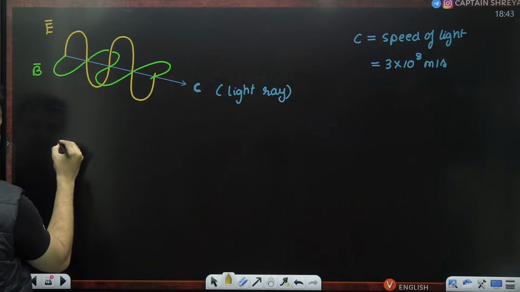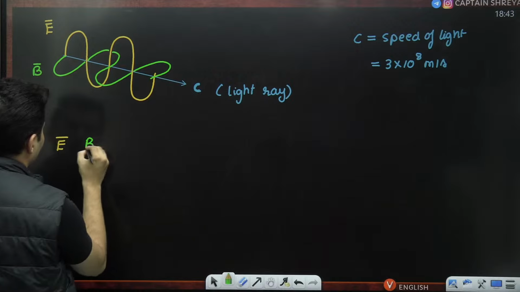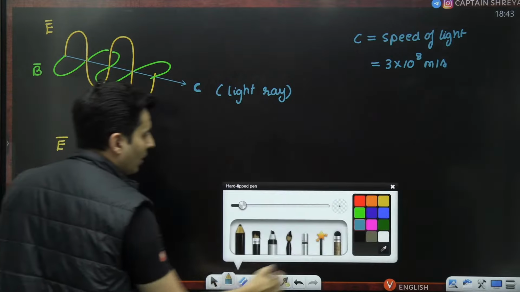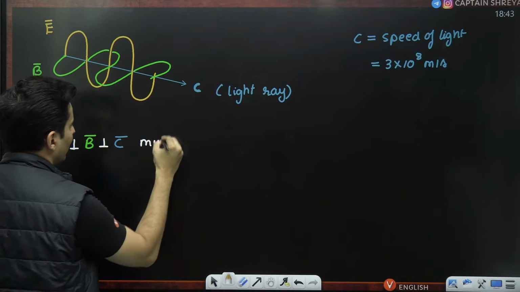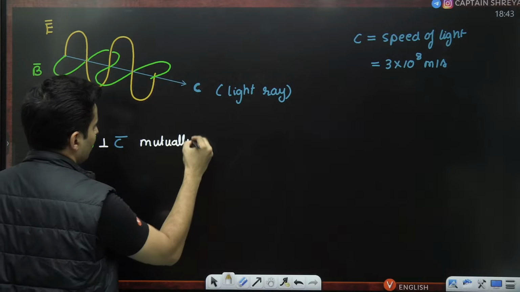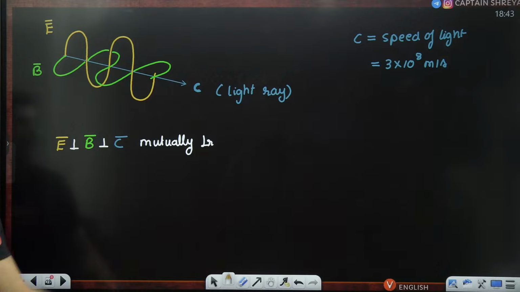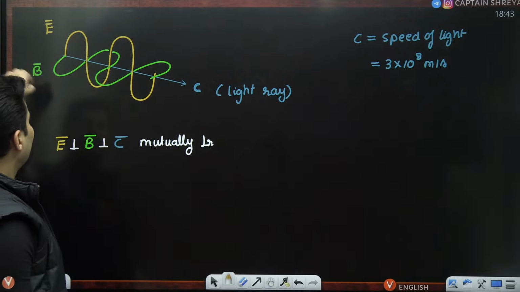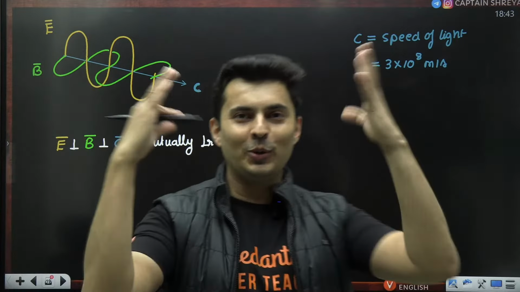You will see electric field, magnetic field, and the velocity of light. All three of them are mutually perpendicular to each other. Mutually perpendicular to each other. This is how an electro, yellow one, magnetic, the green one, electromagnetic waves propagate.